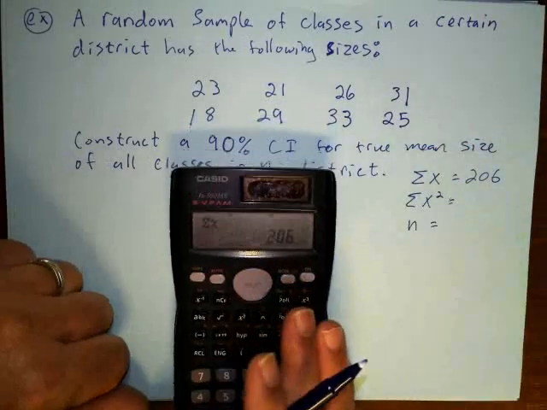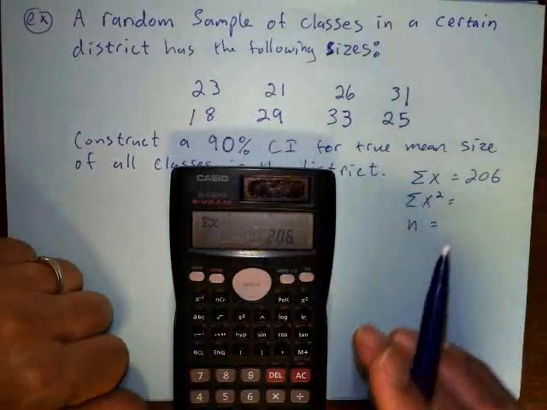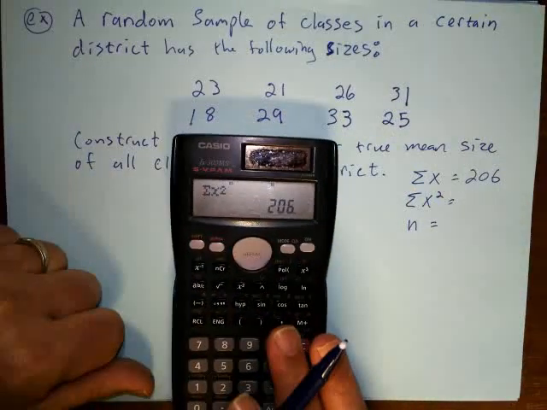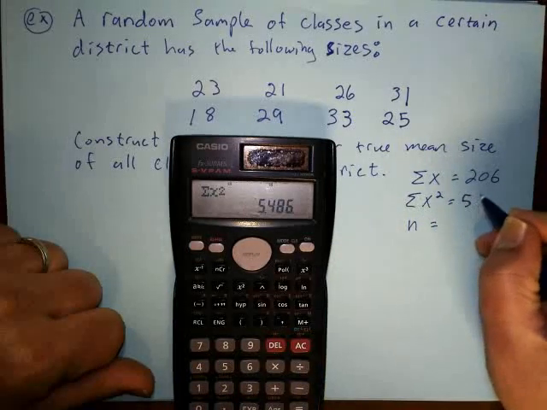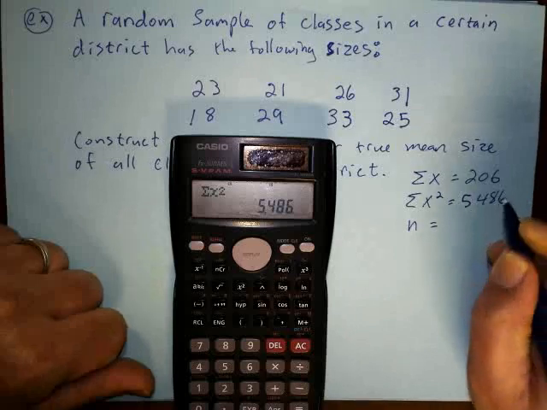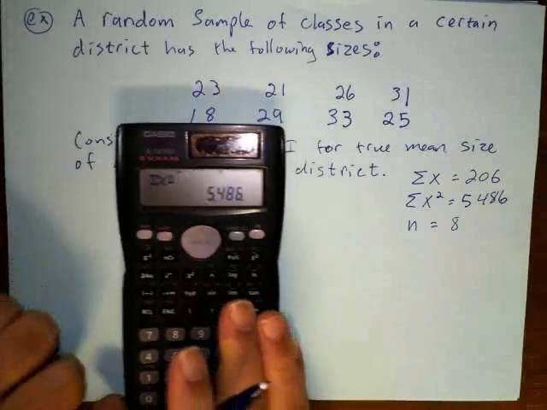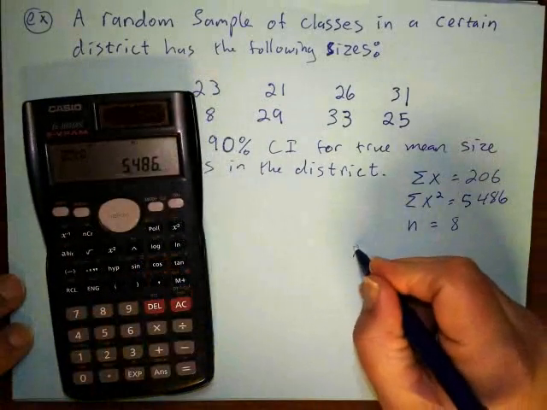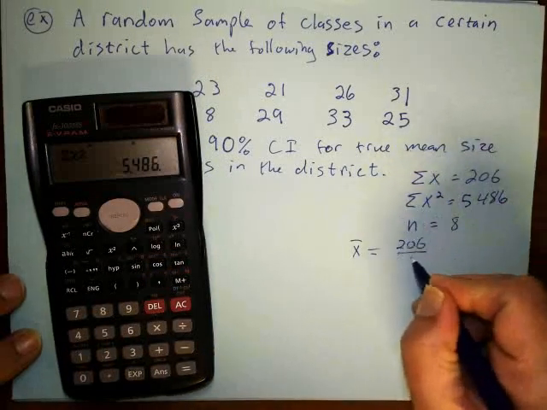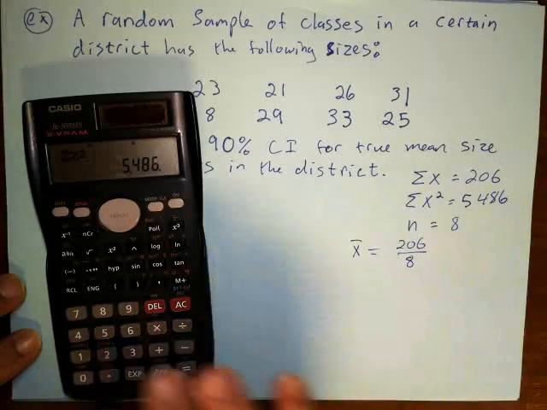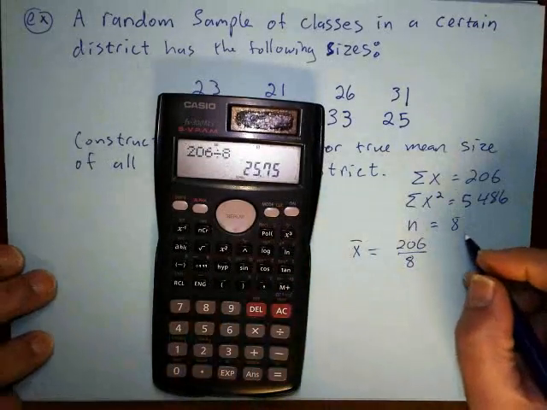Remember, this one here is squaring them individually first and then adding up the squares. I can do it just by selecting it from the menu, hit return, and then I get 5,486. And now n is the number of values, so there's 8 values. Now the mean is just the sum of x over n. So 206 divided by 8, and it looks like I get 25.75.